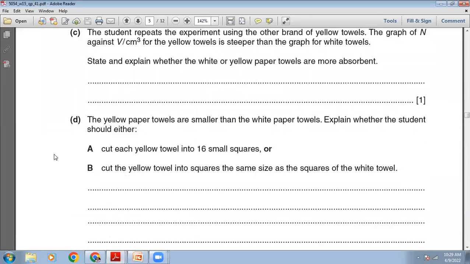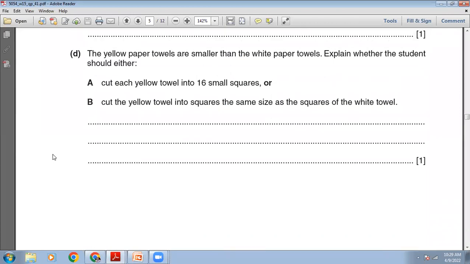Okay, so we are going to the D part. It says the yellow paper towels are smaller than the white paper towels. Explain whether the student should either cut each yellow towel into 16 small squares, or cut the yellow towel into squares the same size as the squares of the white. If you want a good and fair comparison, because the yellow ones are smaller in size.